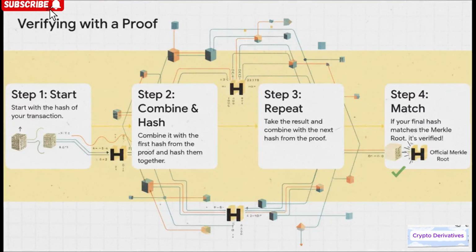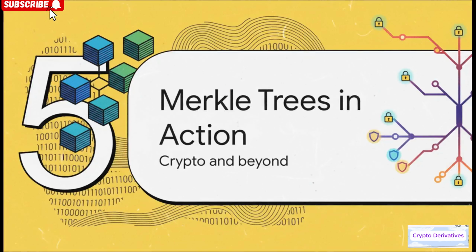So your light wallet, your phone app, does this quick little calculation. It starts with your transaction's hash, combines it with the first hash it was given in the proof, and hashes them. Then it takes that result, combines it with the next hash in the proof, and so on all the way up. If the final hash it comes up with is an exact match for the official Merkle root of that block, boom. That's cryptographic proof. Your transaction is legit. And you know, this incredible solution isn't just some clever trick for Bitcoin.